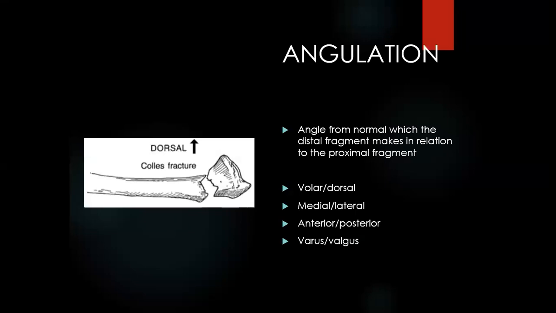Okay, angulation. So angulation of a fracture. If you have a patient, always remember this, everything is always assessed from the anatomical position, okay? We can't really understand anything about orientation or angulation until we think from the anatomical position. So palms facing forward, okay? And everything comes from this anatomical position. So the angulation is the angle from normal, which the distal fragment makes in relation to the proximal fragment.